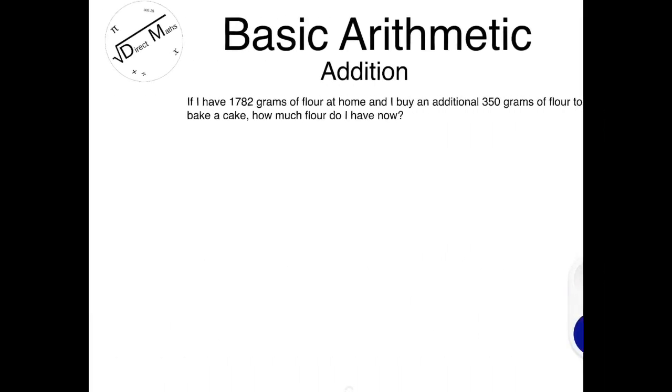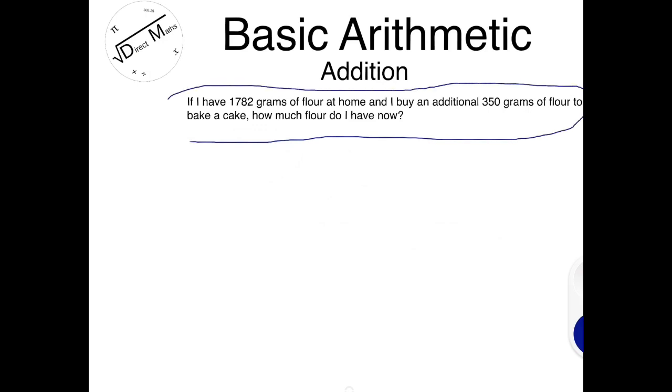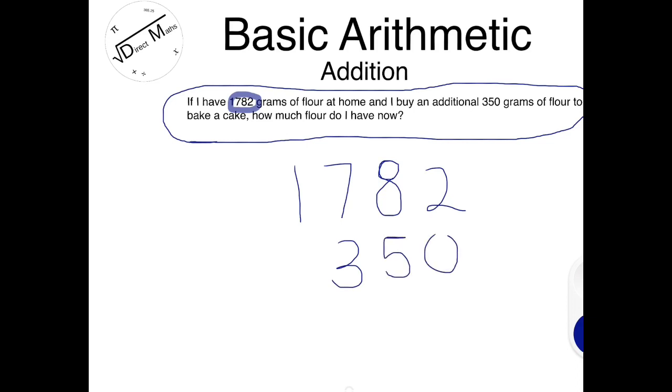So how do we tackle carrying over? So let's solve this question to find out. If I have 1,782 grams of flour at home, and I buy an additional 350 grams of flour to bake a cake, how much flour do I have now? So first, we're going to write down our key numbers, 1,782 and 350 right below it, just as we laid it out before. And with our little plus sign in the side to remind us of what operation we're going to be doing. And then space below for our answer.